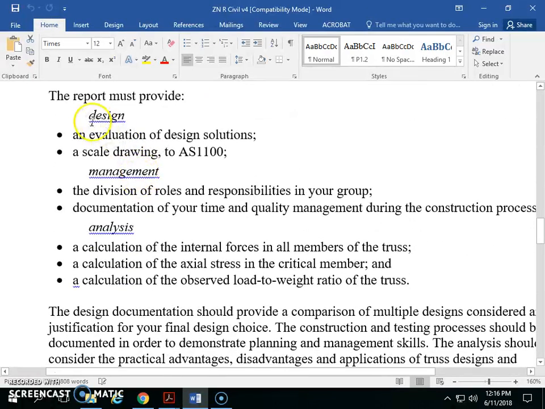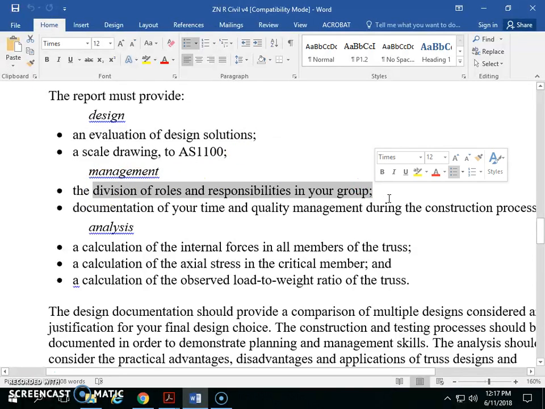Report requirements is going to have 3 main sections. It's going to have a design section, a management section, and an analysis section. Design, you're going to come up with 3 different designs, and you're going to pick one of them. Then management, you're going to say what your group did, and you're going to talk about how well they did it, right? So you're going to say in advance what you're going to do, and then you're going to say what you did do. That's really important in engineering management.